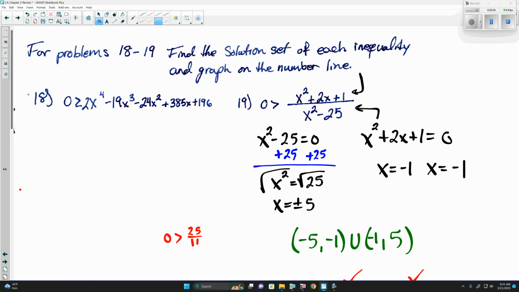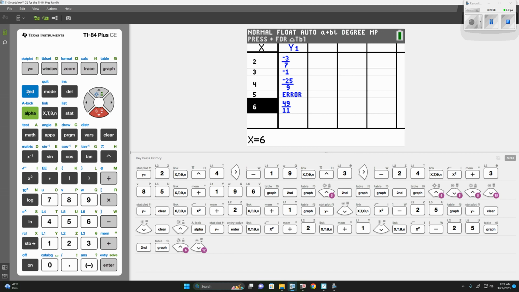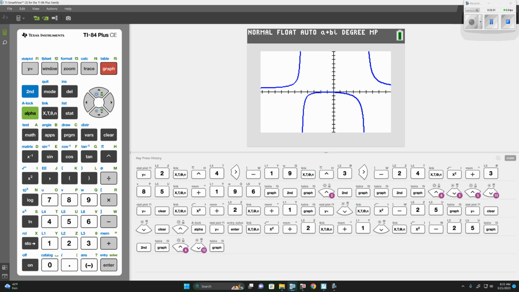Any questions on 18 or 19? And even if we look at the graph, less than 0 is below the x-axis. What we can see between -5 and 5 is that it is below the x-axis. We just have to remove that one spot at -1.